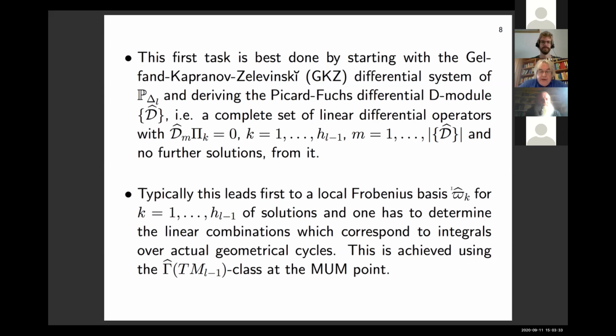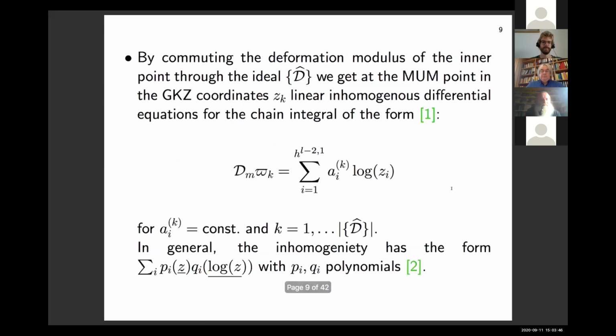I don't know whether you know that, but this is achieved by the gamma class formalism at the MUM point. And I will use this also for the Feynman graph later. So then you compute the deformation modulus of the inner point. I mean, these are reflexive polyhedra. They have a unique inner point. So this ideal that you have defined before. And then you do this at the MUM point.